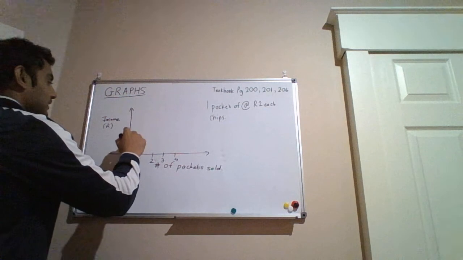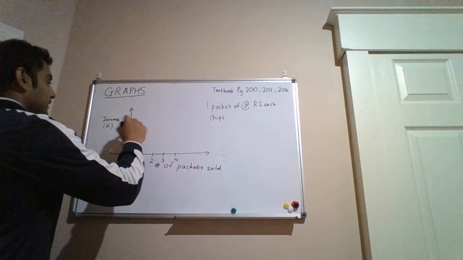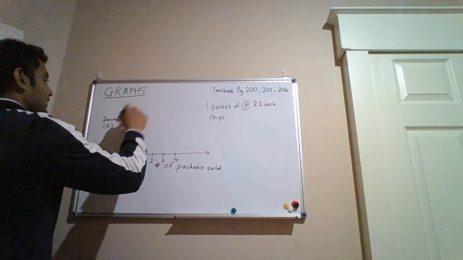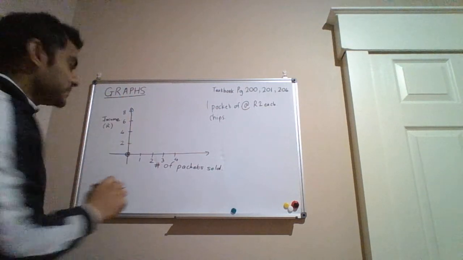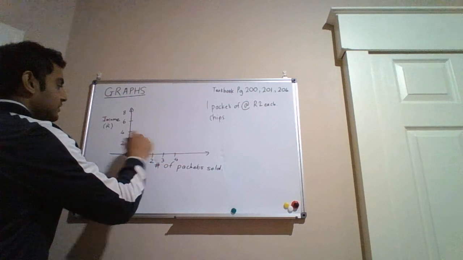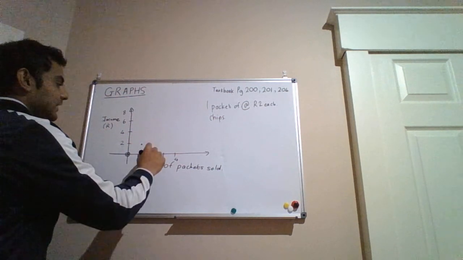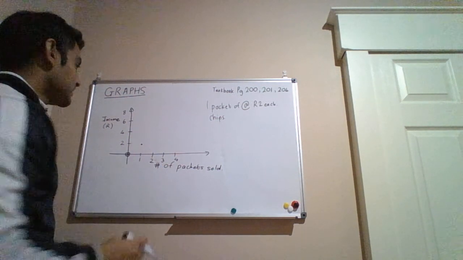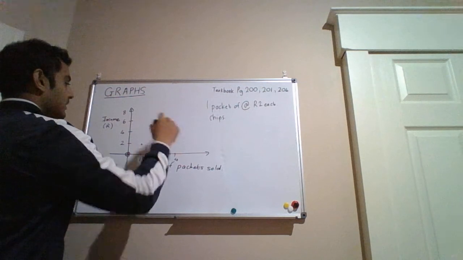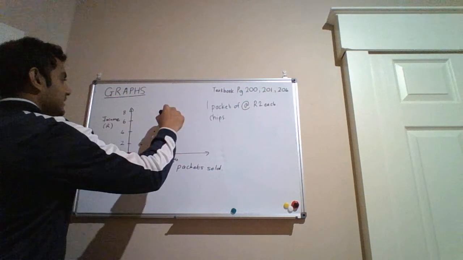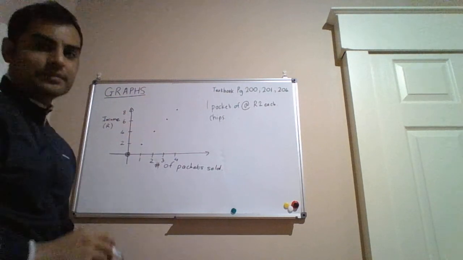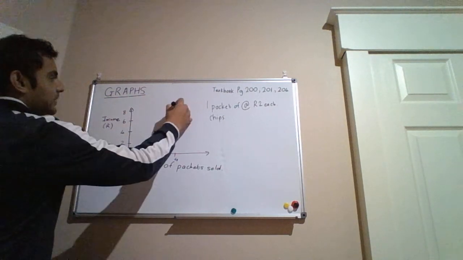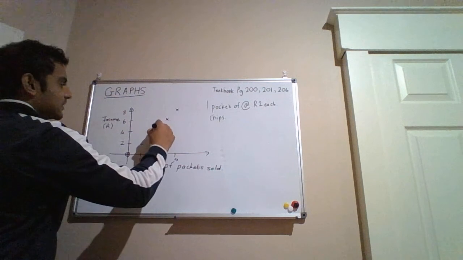So if we sell 1 packet of chips, we make 2 Rand. If we sell 2 packets of chips, it's 4 Rand. 3 packets of chips, 6 Rand. 4 packets of chips, 8 Rand. Let me just make the dots crosses so it's clearer.